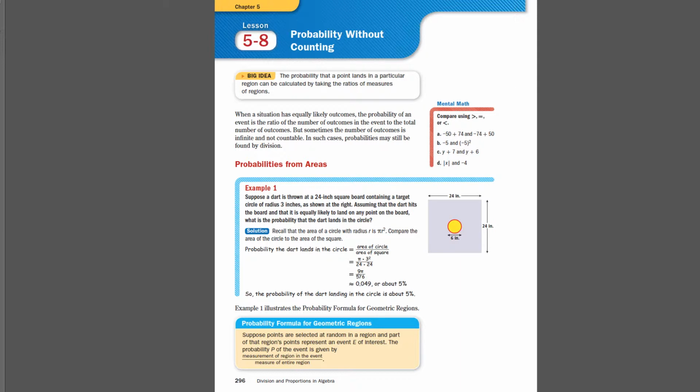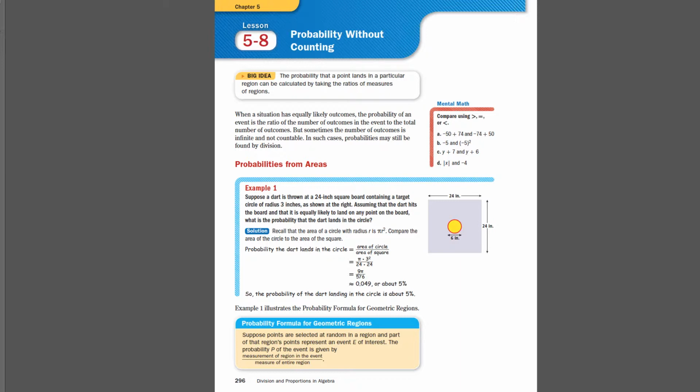It leads us to something like relative frequency. What's the total amount we have here? Well, it's the area of the square. What's the result we're looking for? Well, we're looking for it to land within the area of the circle. And so this is our area probability. The key to it is that it's equally likely to land on any point within it.